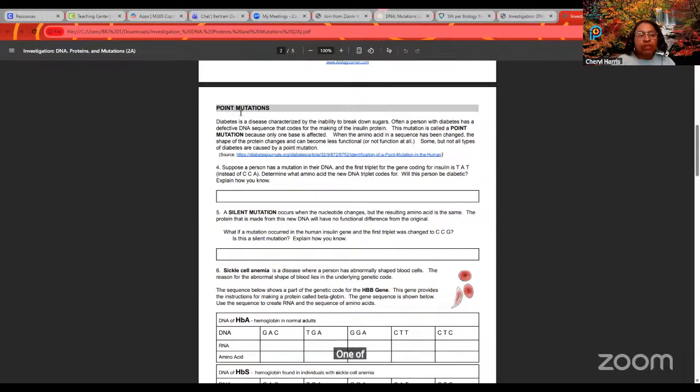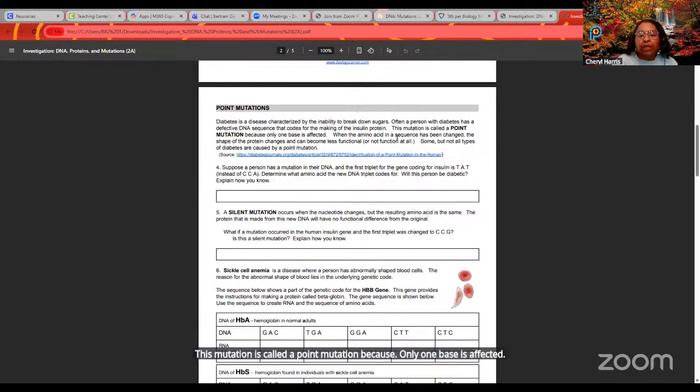One of the types of mutation is called point mutation, diabetes. And you're going to need to remember which diseases are which types. So diabetes is a disease that is characterized as a point mutation. It's the ability to break down sugar, which is what our insulin situation is. Often a person with diabetes has a defective DNA sequence that codes for making the insulin protein. This mutation is called a point mutation because only one base is affected.